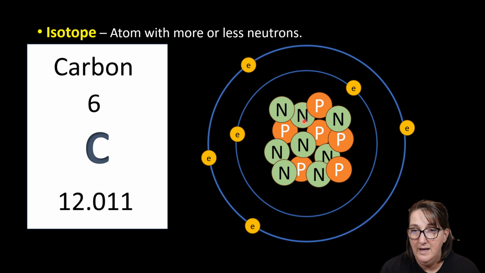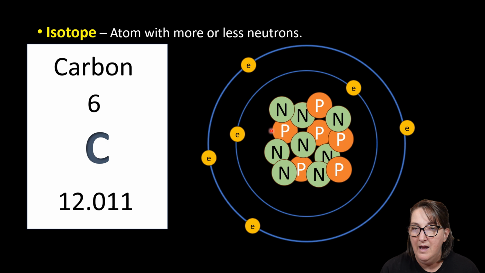I can't change my protons, remember? My protons is what makes carbon carbon. But I can change the number of neutrons and make this a heavier mass. So this is really not carbon 12. We call this one carbon 14. So this is going to be a different isotope of carbon.